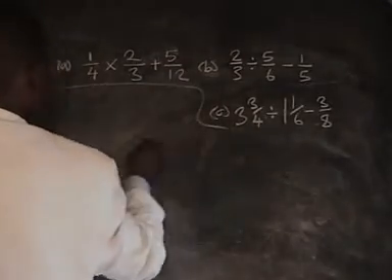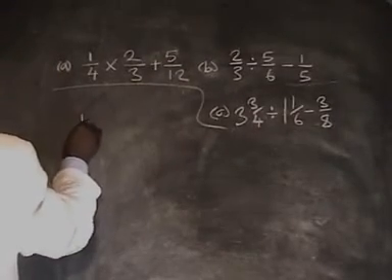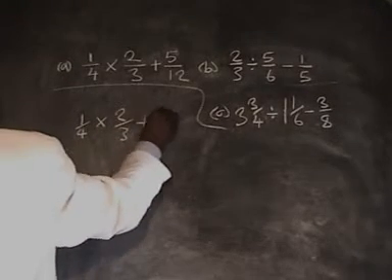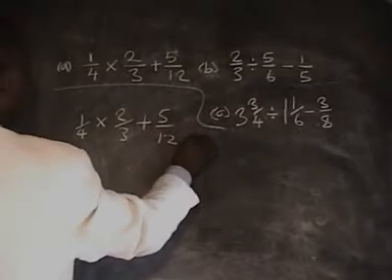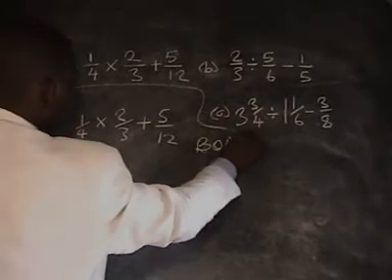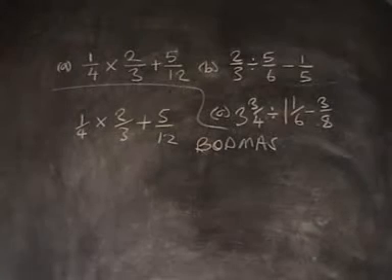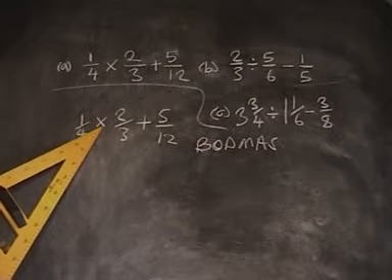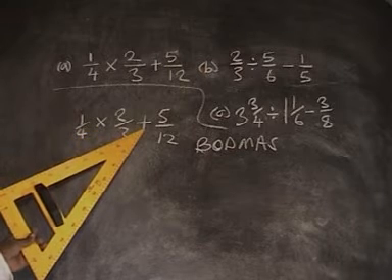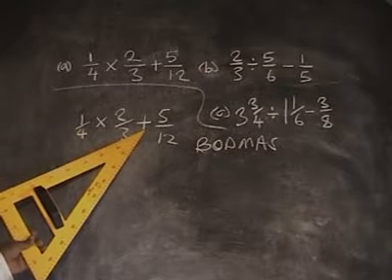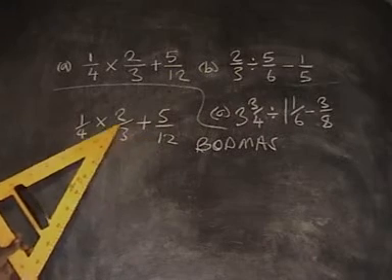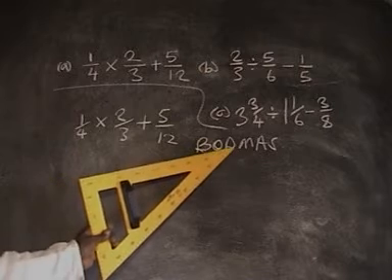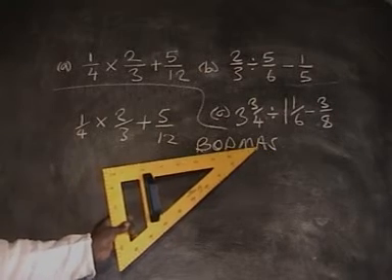So let me start from equation A, which is 1/4 multiplied by 2/3 plus 5/12. In the first place, I have to write BODMAS somewhere. Looking at that, I look at the signs. There is a multiplication sign and an addition sign. When you look at these two, which one comes first? Brackets, of, division, multiplication, addition, subtraction. Addition comes last.